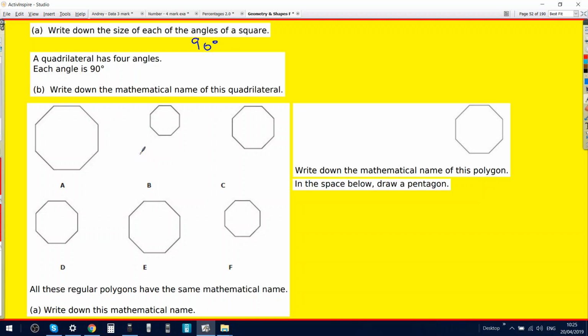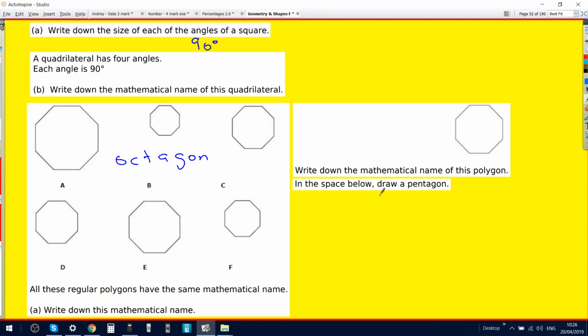Write down the mathematical name of this quadrilateral. Is it a hexagon? That would be 6 sides. Wait, which one is it? They all have the same number of sides. It's a heptagon. Oh no. Is it an octagon? It's an octagon. Yeah, octagon.